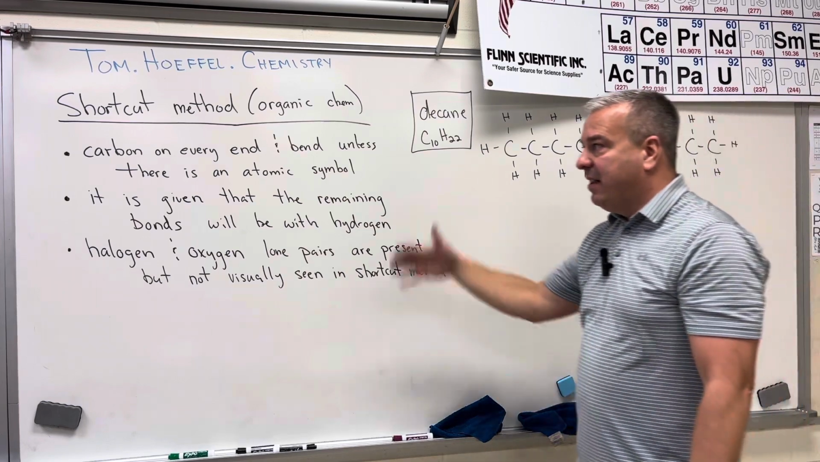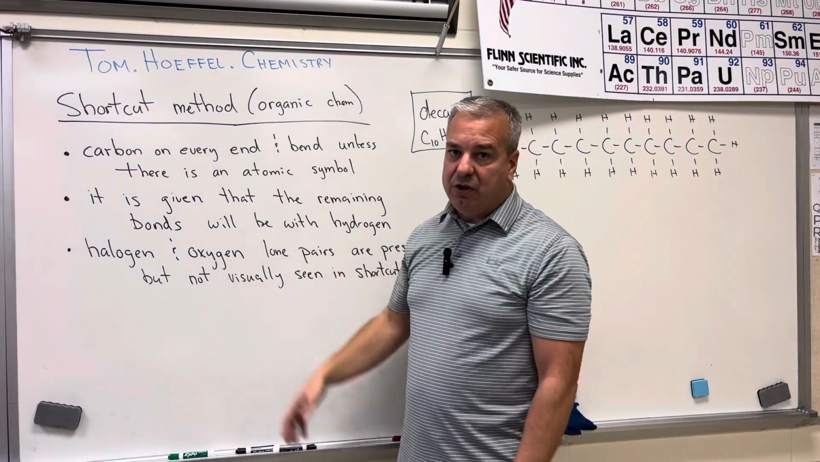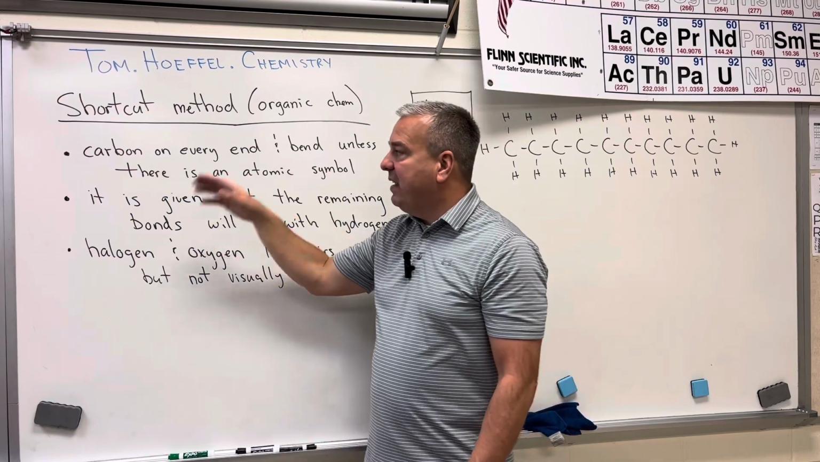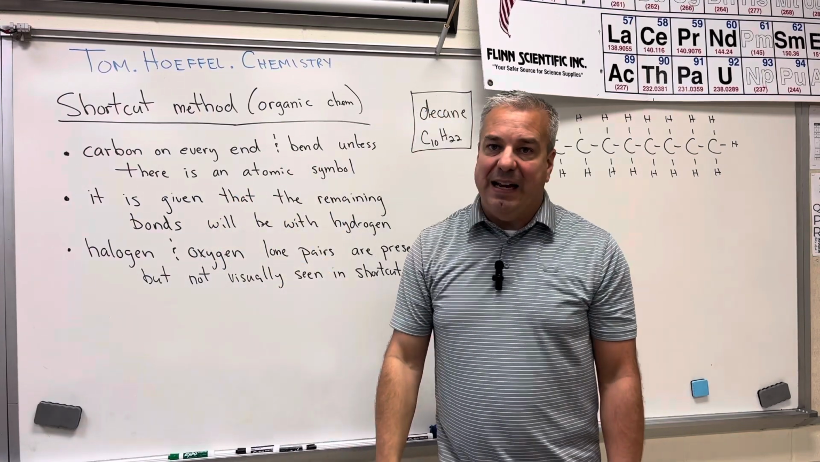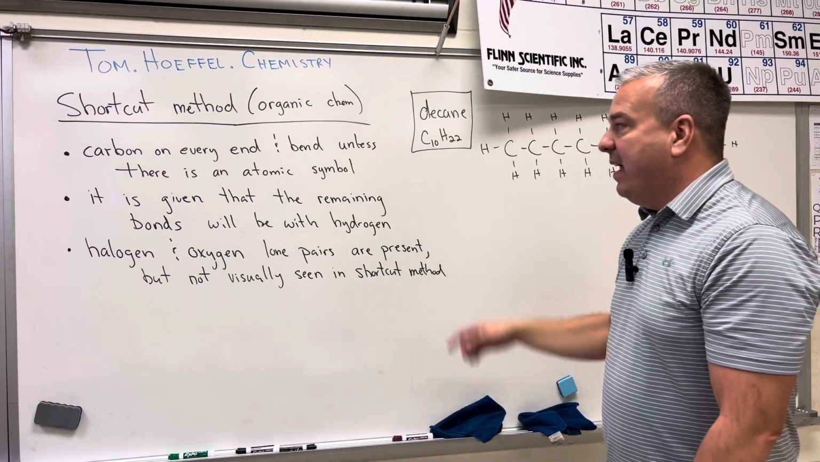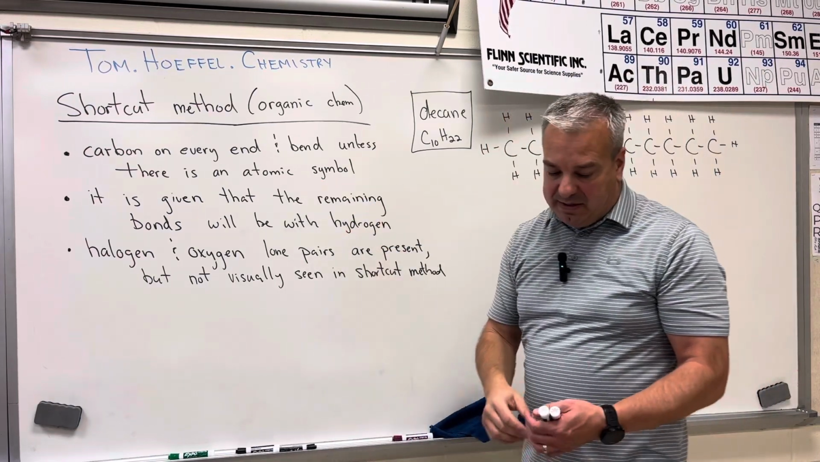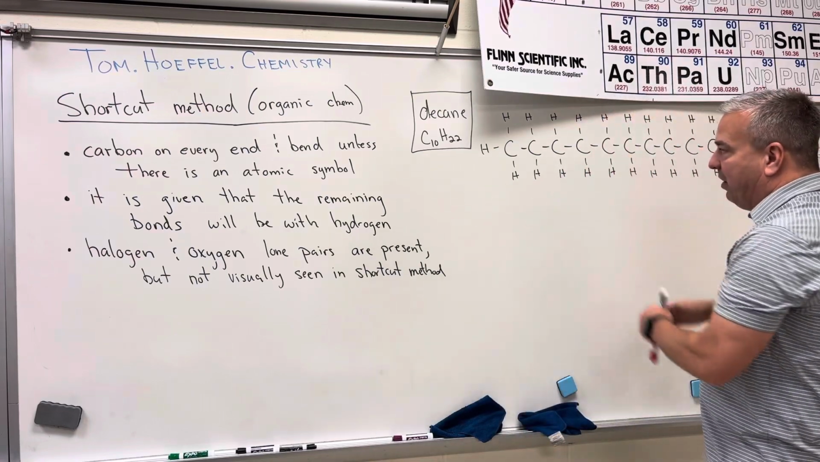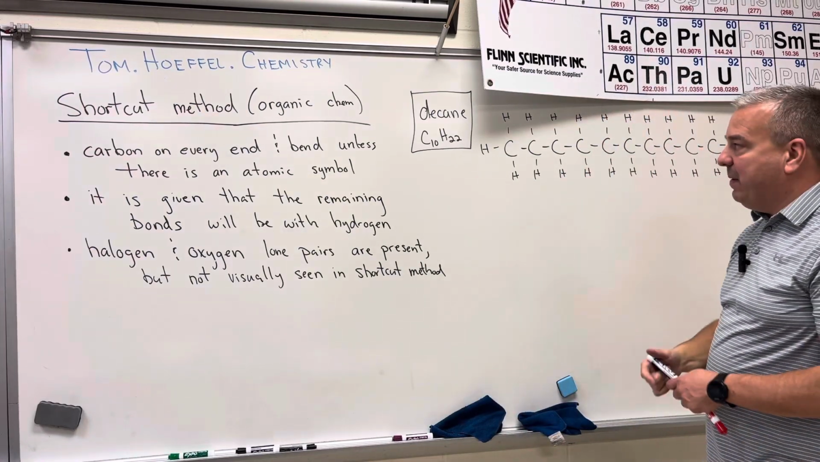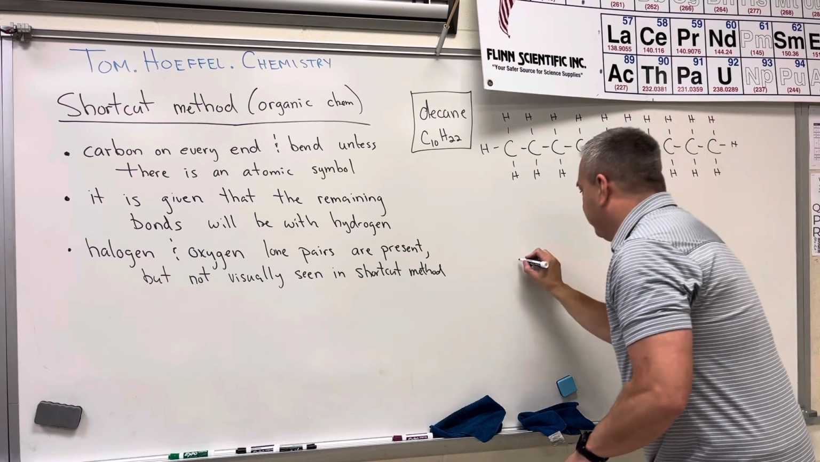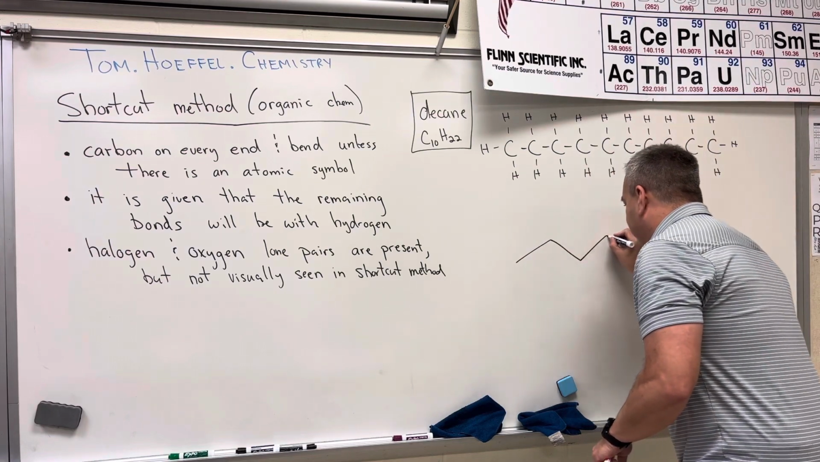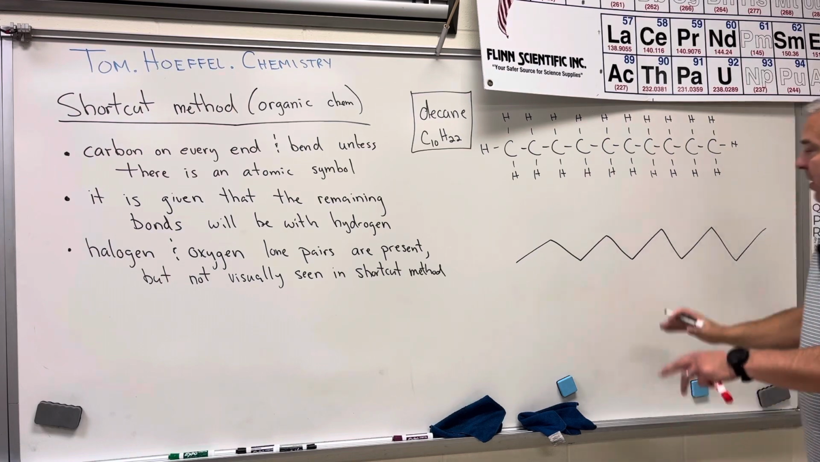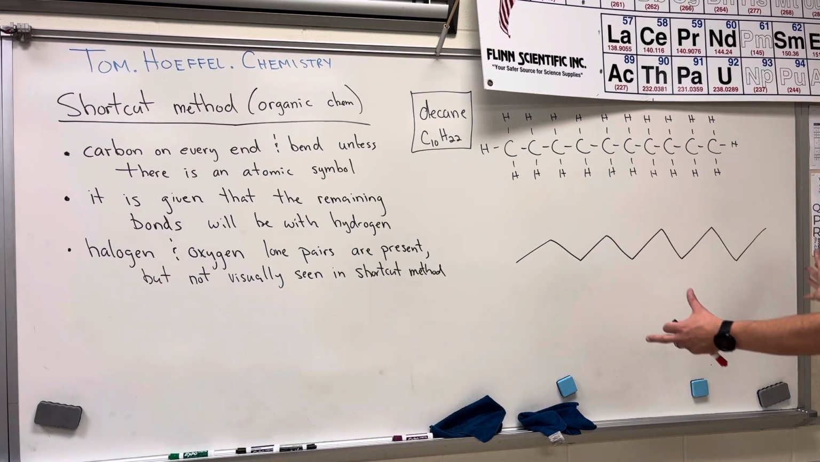The good thing is there is a better method, and it's called the shortcut method. And it has 3 tenets. The first one says that there's a carbon on every end and bend, except if you see an atomic symbol present. So let's take a look at that first tenet and see how that would look for this compound that we have called decane. So it'd be as simple as this. According to this structure, this is decane.